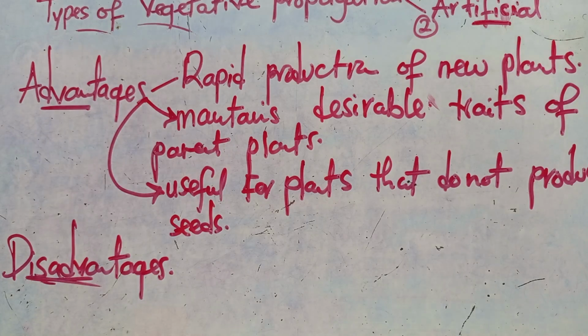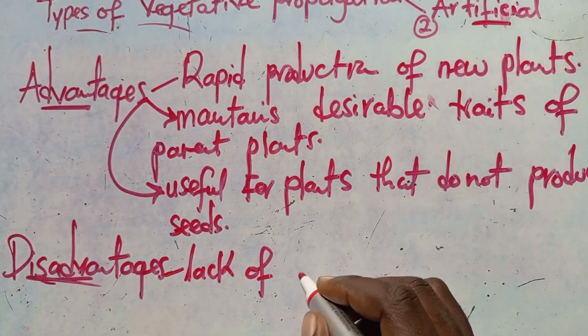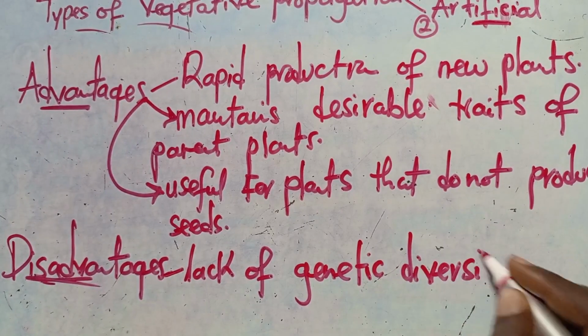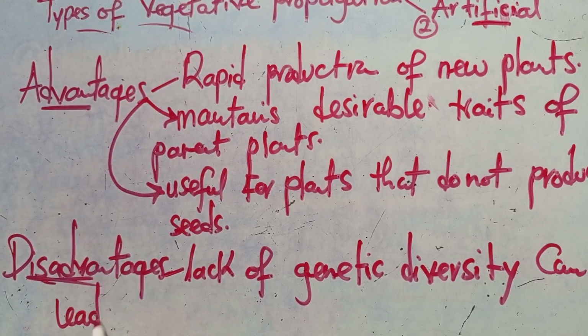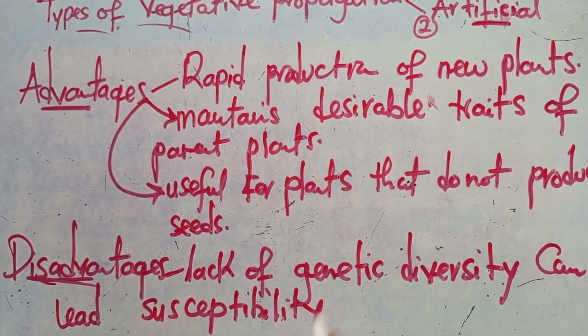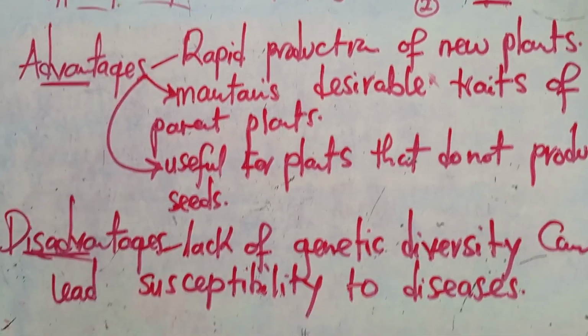Demerits. Now, one, there is lack of genetic diversity. Lack of genetic diversity can lead to susceptibility to diseases. So meaning there is an increased rate of diseases.